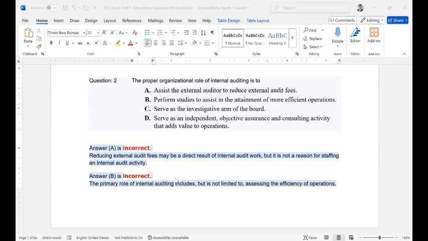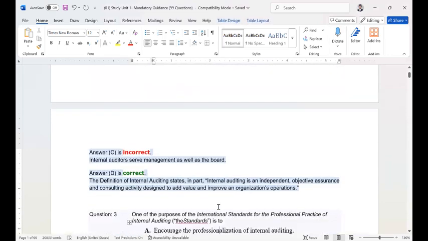Yeah, so the answer there is, I mean, all these things: serving as an investigative arm of the management or even the board, performing studies to assist in the attainment of more efficient operations. Assisting the external auditor to reduce the external audit fees is completely wrong. We don't do that. We, of course, check certain things as part of internal audit to see that we don't duplicate certain audit work. No doubt. So we'll go to the next question.